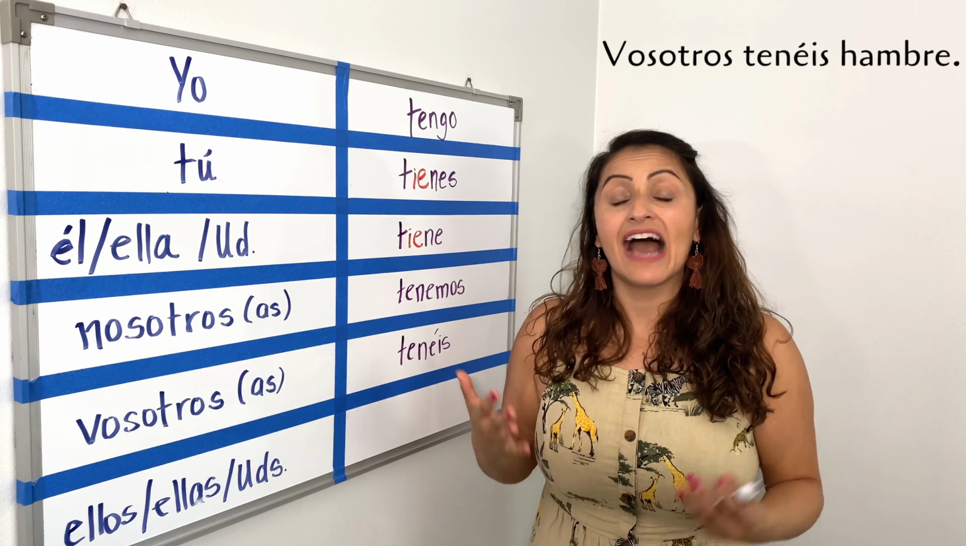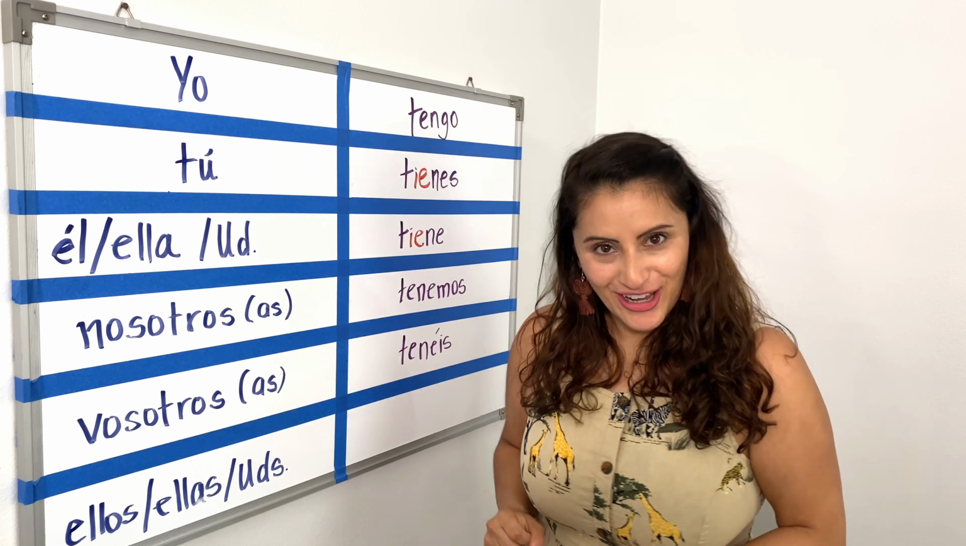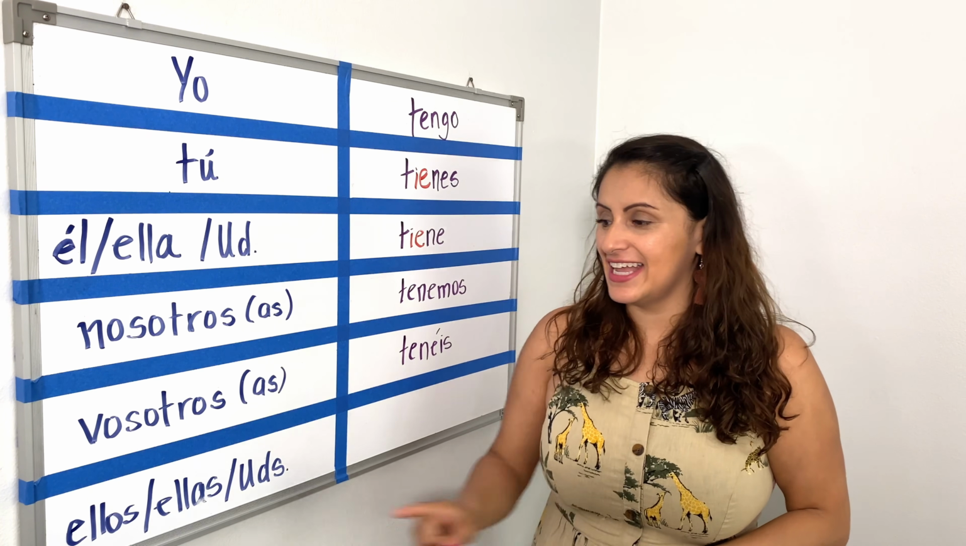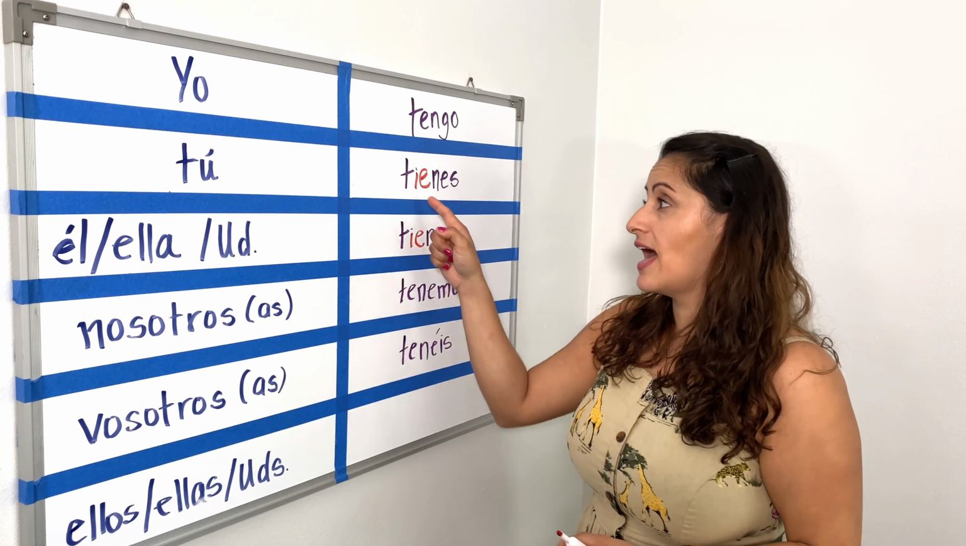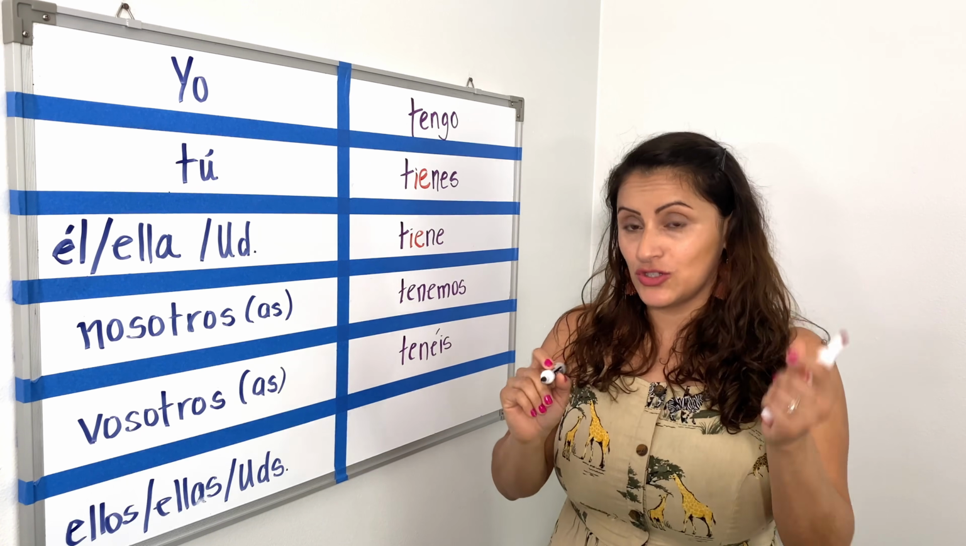You guys have hunger. All right, our last conjugation of the verb tener, ellos, ellas, and ustedes. And it does have that change in the stem. So let's look at that.